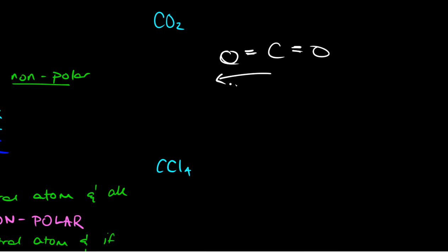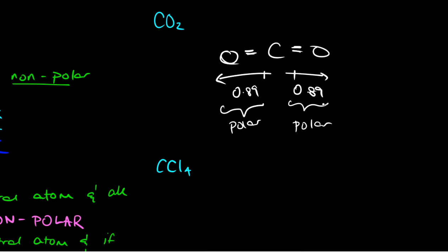So it's going to be like this. And it's an electronegativity difference of 0.89, and same here. So this bond right here is polar. It's a polar bond, and so is this, because it's greater than 0.4. However, because both bonds have exactly the same electronegativity difference, and they're polar, and they are going in opposite directions, they cancel each other out, and thus this whole molecule as a whole is nonpolar.